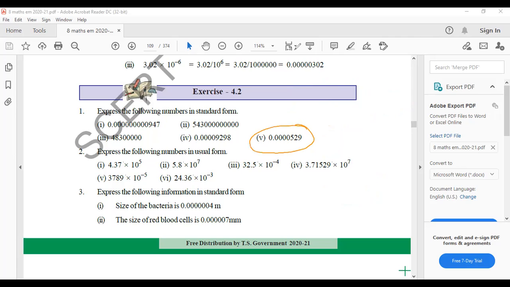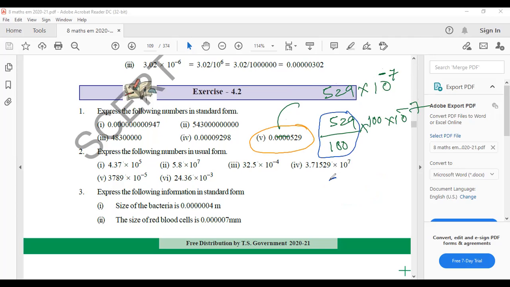Next, this becomes 529 into 10 power. How many digits are there? 4 plus 3, 7. 10 power minus 7. If you want after the first digit the point, 529 has 2 digits after, so 5 into 100, division by 100, into 10 to the power minus 7. This becomes 5.29 into 10 power 2, so 10 power 2 and 10 power minus 7 gives 10 power minus 5. This is the final answer. Clear on the question? Any doubt? Clear.